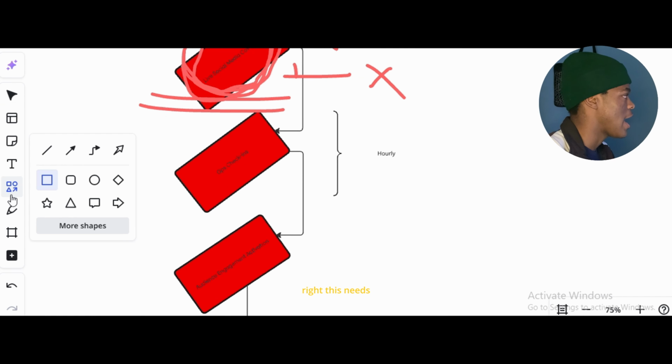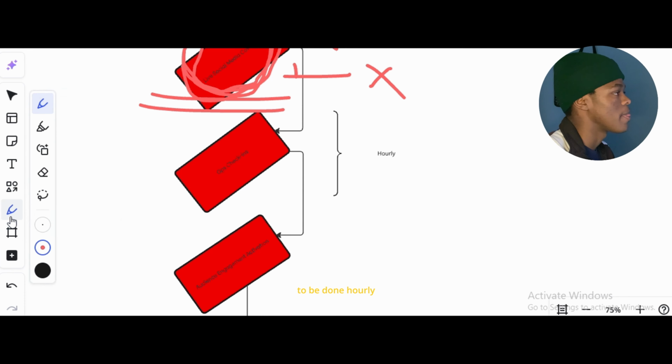And then, obviously, operations check-up hourly. This needs to be done every hour. The event manager checks in on everybody. Are people at their stations? Are people actually doing their jobs? Are people where they are actually supposed to be?